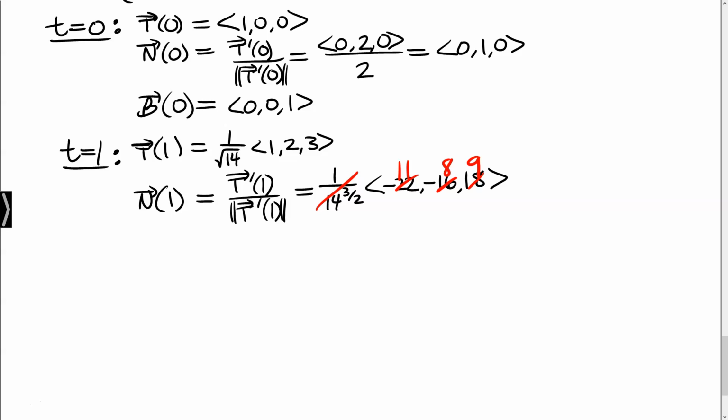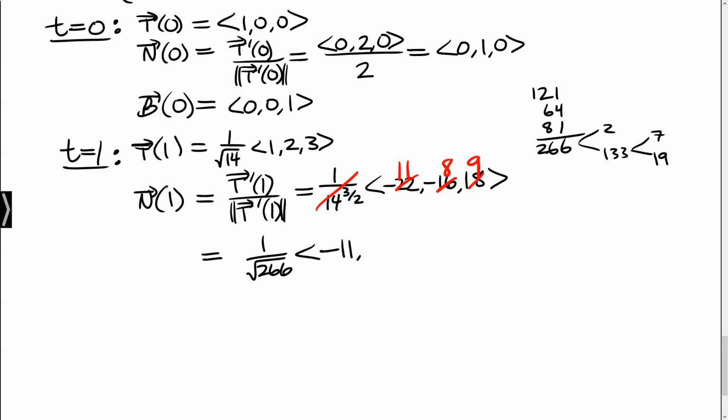If you find the length of that vector, we just have to add up the squares: 121, 64, and 81. That's 266. I don't think this is divisible by any square, so it's not divisible by any square. So when we normalize it, we're just going to get 1 over square root 266 times negative 11, negative 8, 9.